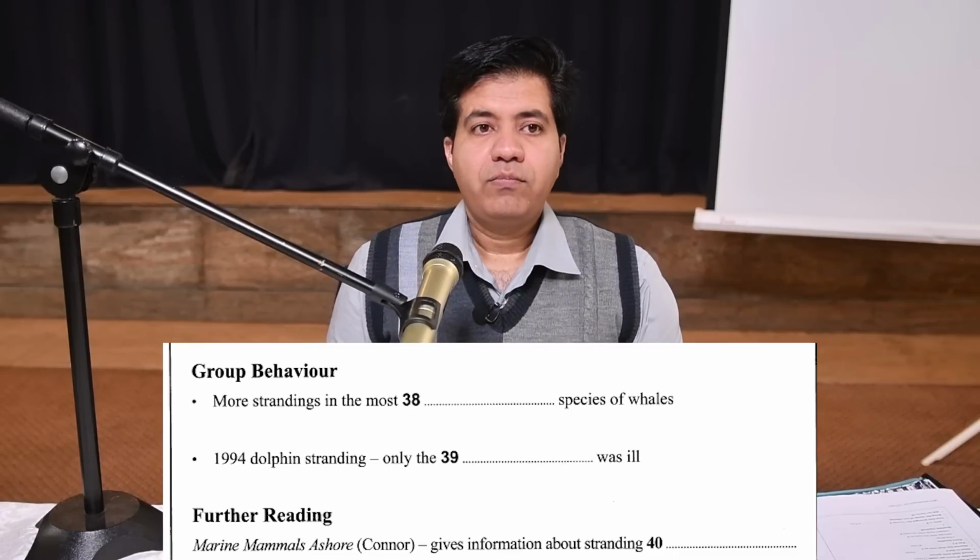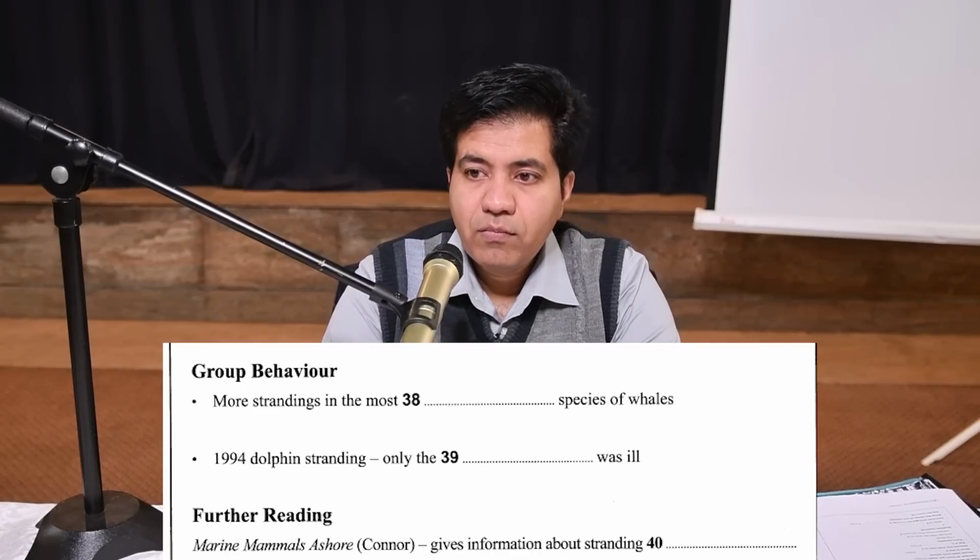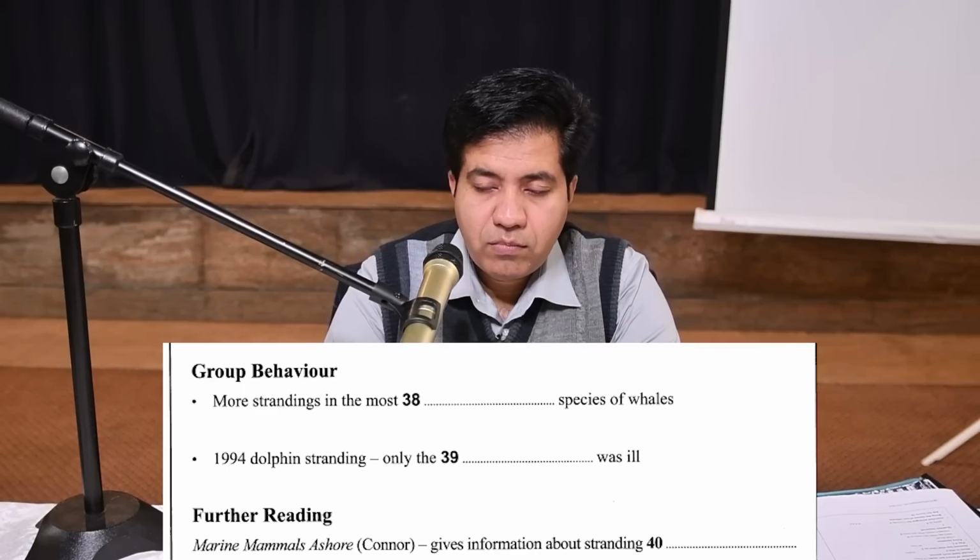The theory is also supported by evidence from a dolphin stranding in 1994. Examination of the dead animals revealed that, apart from the leader, all the others had been healthy at the time of their death.